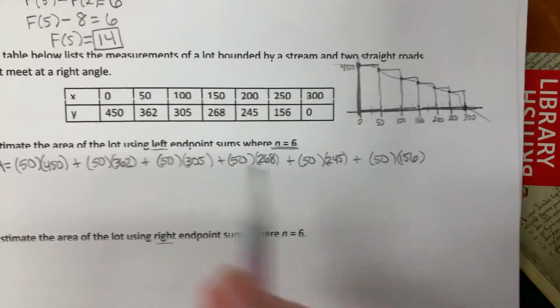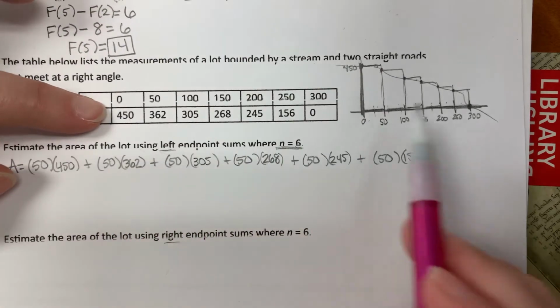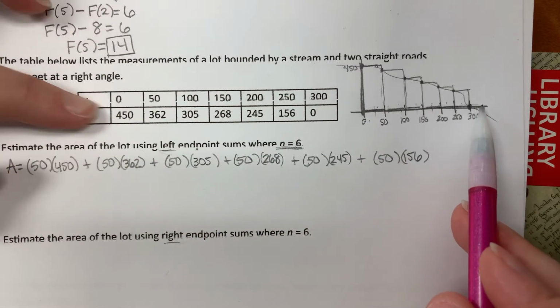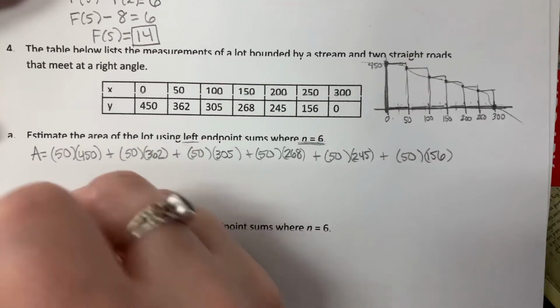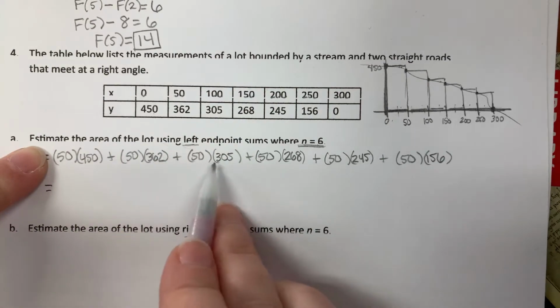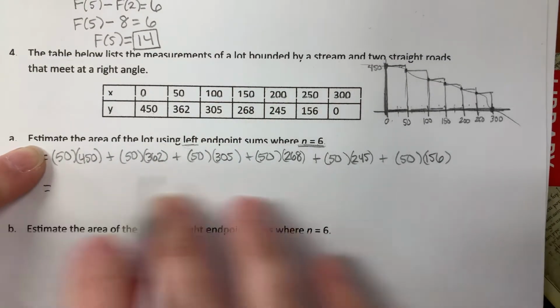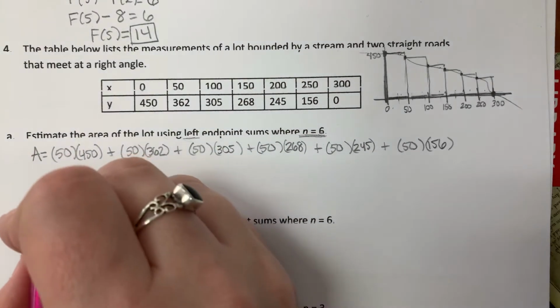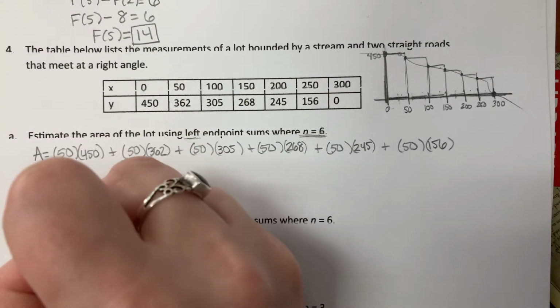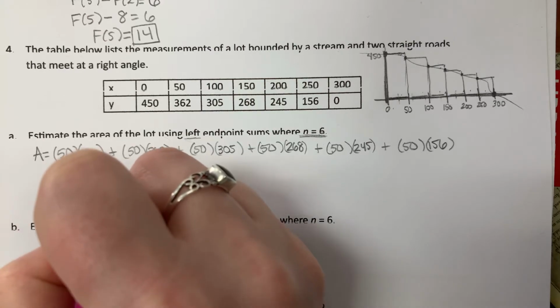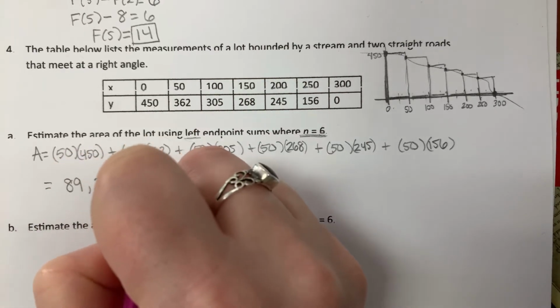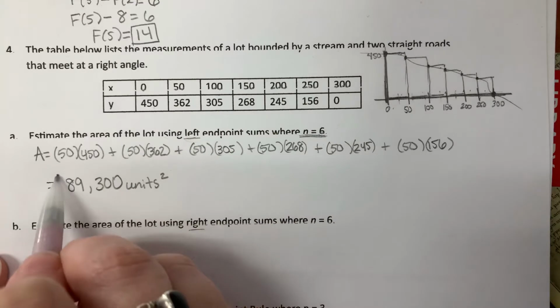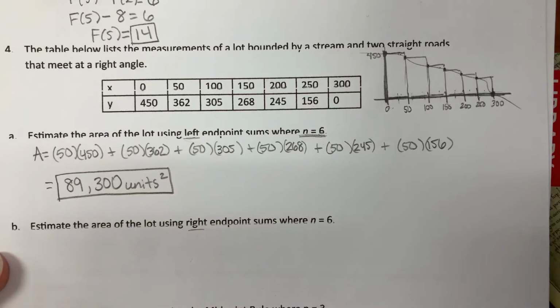And most of you could figure that out just by looking at this. You don't necessarily have to draw a picture, right? Okay, so if I multiplied every one of those little sections and then added it all up, I'm not going to bore you with all of that calculator detail, but that ended up at 89,300 units squared. So just check that and make sure that's what you get.